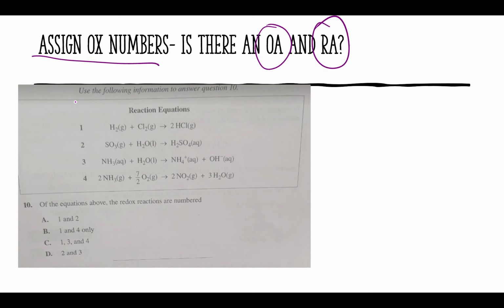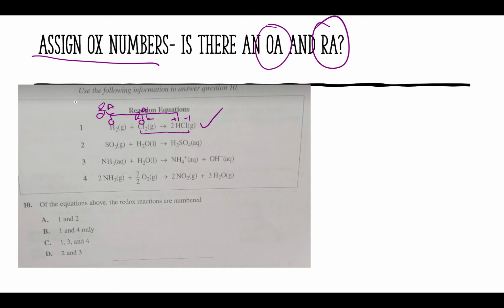So to start off, I would take a look at my first reaction. I will put a 0 here, a 0 here, +1, -1. So I see hydrogen's going from 0 to +1. That means it's losing electrons, so OIL. And chlorine's going from 0 to -1, so it's gaining, so RIG. So that means we have an RA and we have an OA. This first one is a redox reaction.